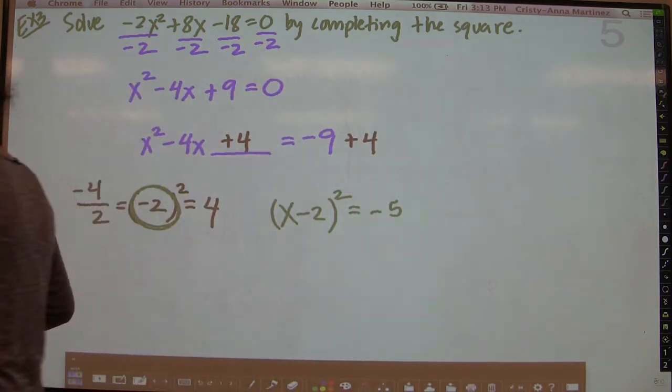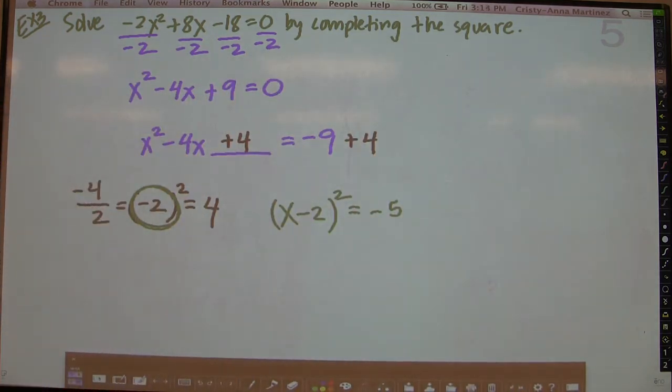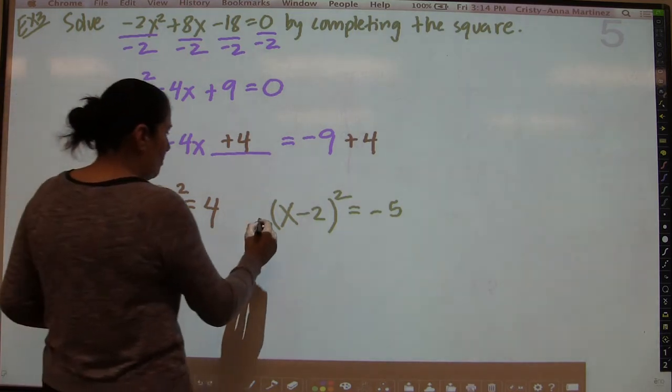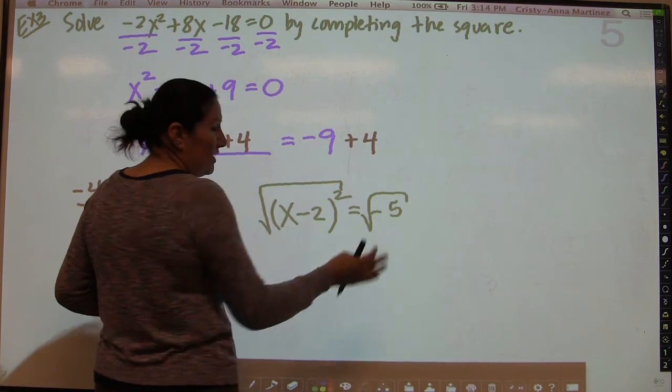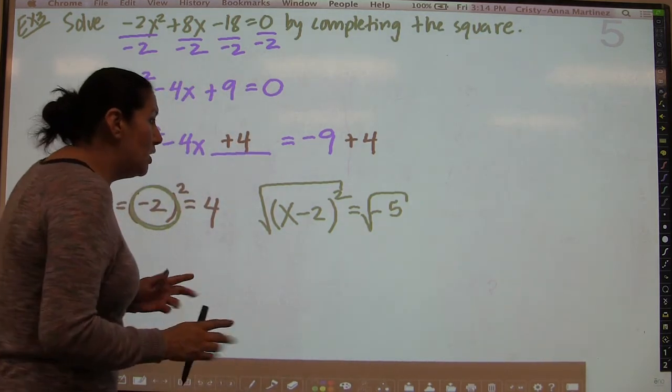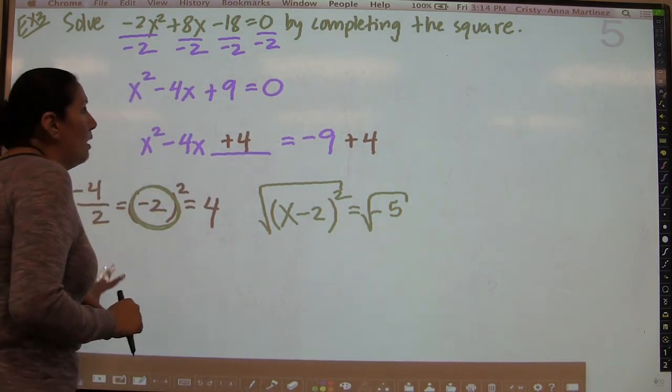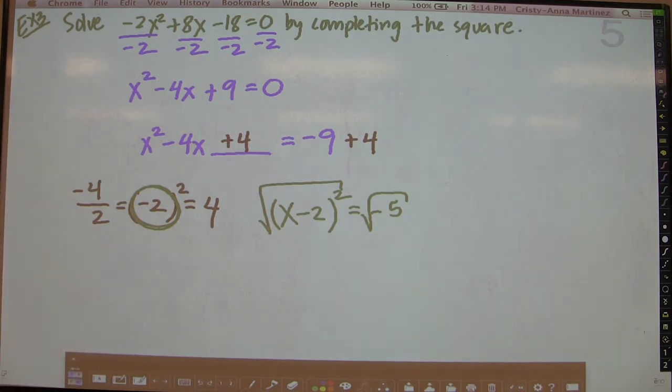And then we want to square root both sides. But at this point, in Algebra 2, you will see how to solve this kind of a problem. But what's happening right now is that if you try to square root both sides, you're going to end up taking the square root of a negative number, and we can't do that. That's not a real number. And so for this problem, we're not going to have any real solutions.